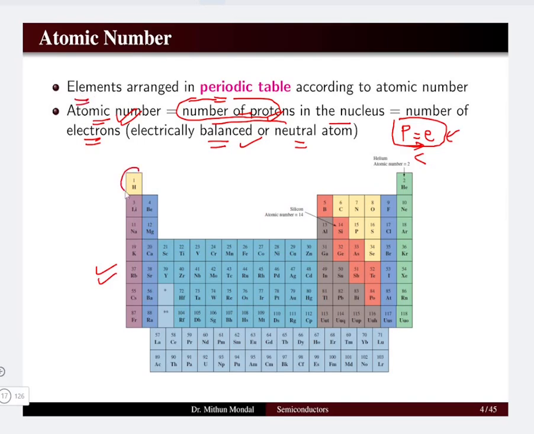So hydrogen atomic number is 1, helium atomic number is 2, lithium, beryllium, then we have boron, carbon, nitrogen, oxygen, and so on. And all the elements are present in this periodic table, which is arranged as per the atomic number. So we see here that silicon, which is having the atomic number of 14, is located here. As we will be discussing the semiconductors, we will generally focus on silicon and germanium. So silicon has atomic number 14 and germanium has atomic number 32.